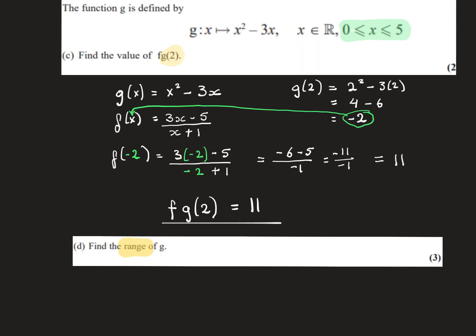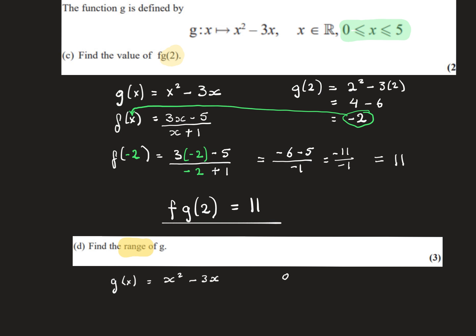Two more questions to do, but this one is worth 3 marks, and we have to find the range of g. You should take note of the fact that we had certain restrictions on the x value. All right, so g of x, I hope that you can recognize this one, x squared. What does it tell you straight away? That it's going to be a quadratic.